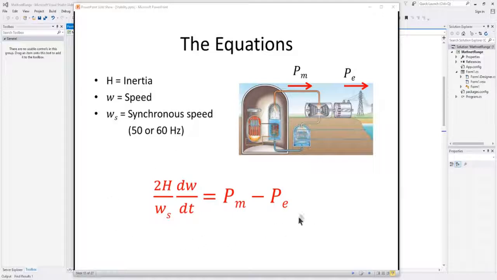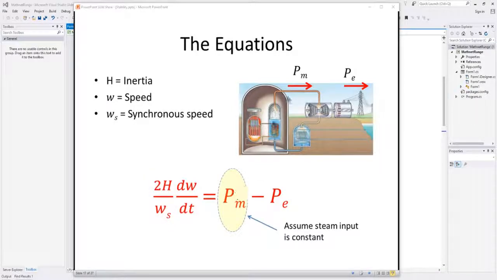As you can see, this is right out of a textbook, but it's pretty much what we've already described. What it says is that the change in speed with time, which is basically this graph, is equal to the mechanical power minus the electrical power. There's also a constant here that has to do with the inertia and the speed. This number right here, 2H over omega s, is a constant. It doesn't change throughout our simulation, so this simplifies things by making this a single constant.